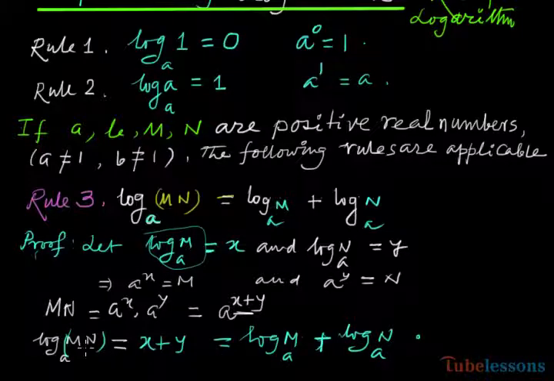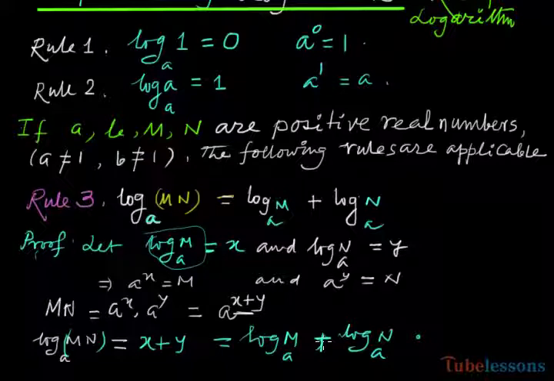So here the product is converted to addition, and we know that the product of two large numbers takes a lot of time. But here, when you convert into log, you have to do just addition. So it will take less time.